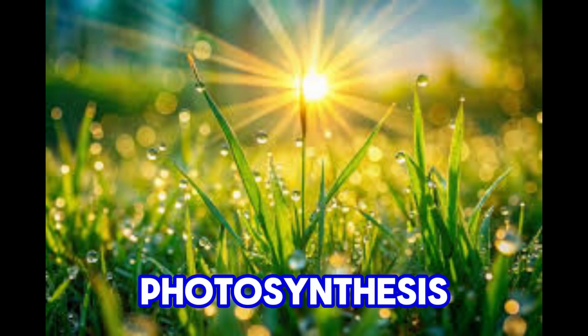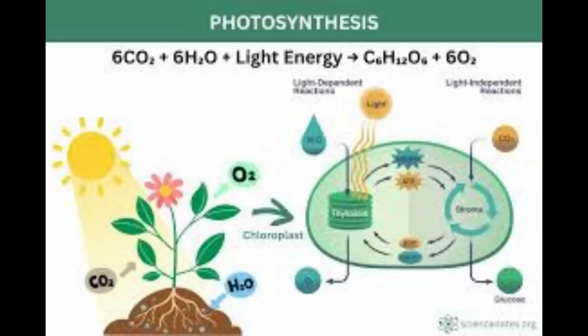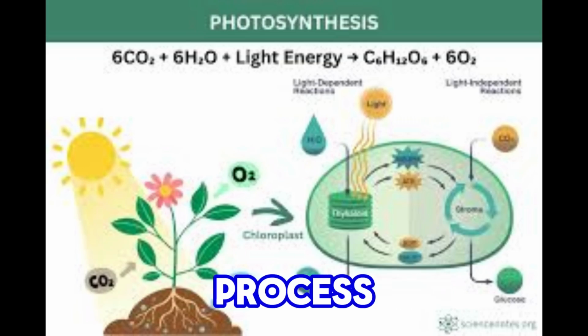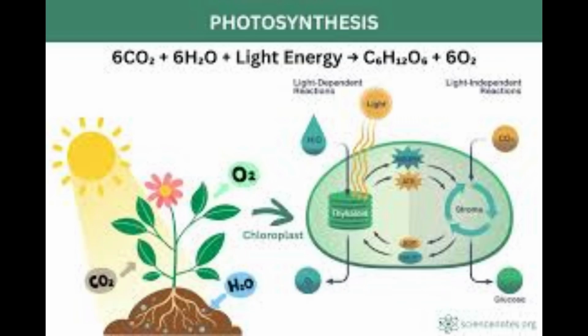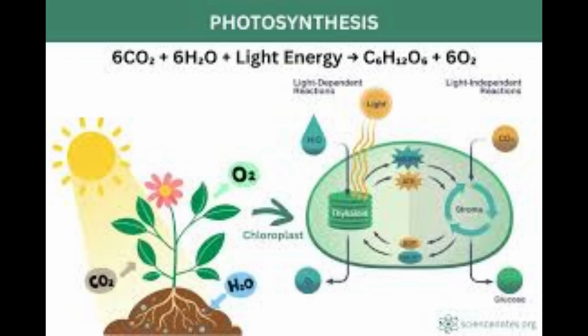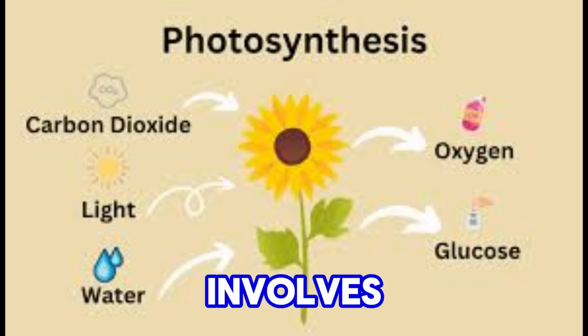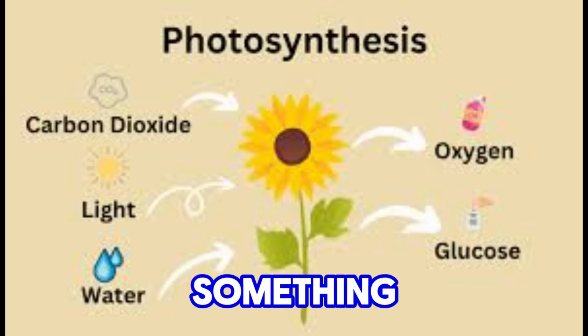What is photosynthesis? Let's start with the simplest definition. Photosynthesis is the process by which plants capture light energy and use it to make carbohydrates from carbon dioxide and water. In the process, oxygen is released. The word itself gives us a clue. Photo means light. Synthesis means putting things together. So photosynthesis literally involves using light energy to build something.